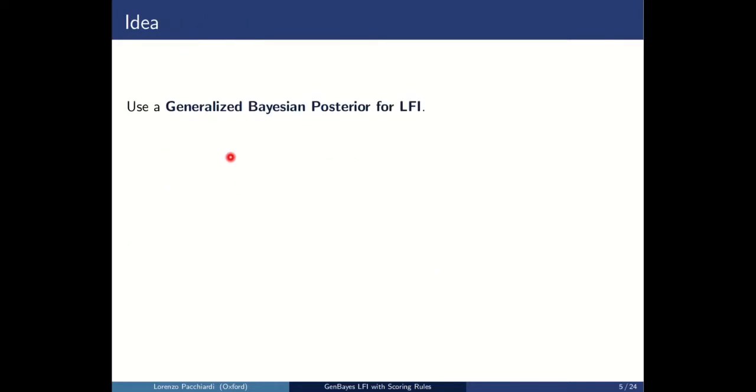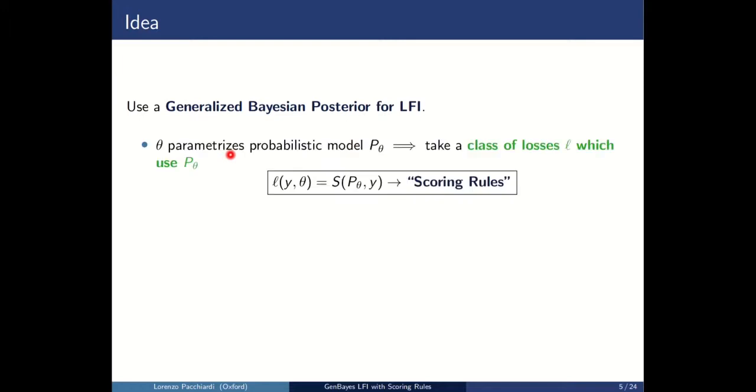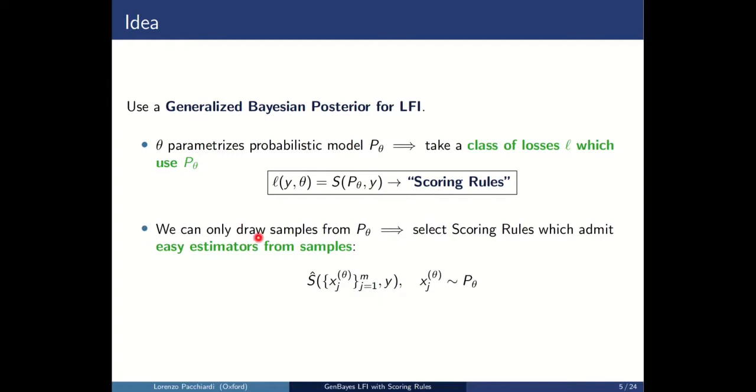So the idea of this work is to use a generalized Bayesian posterior for likelihood-free inference. In our setup, theta parameterizes a probabilistic model p theta. So we want to take a class of losses L which use p theta. I do this by writing L as a function S of the probabilistic model p theta and of the observation y. This class of functions, which give a value to a probabilistic model and then observations, are usually called scoring rules. Also remember that we can only draw samples from p theta, so we need to select scoring rules which admit easy estimators from samples. This means that I will need to draw samples from my model and then use them to estimate the value of the scoring rule between the model and the observation from these samples.